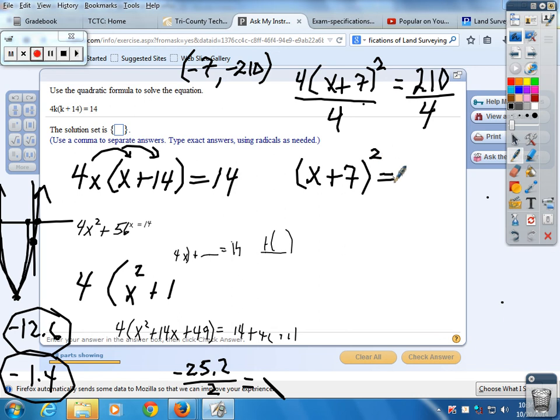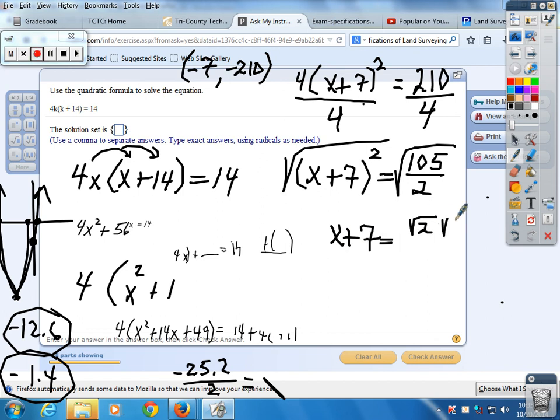Okay, 4, x plus 7, over 2. And then take the square root, and that's going to be x plus 7 is equal to the square root of 105 over 2. And that's going to be the square root of 210. And you can leave it as 210 if you want to. I don't know if 210 is divisible by a perfect square. We'll worry about that in just a minute. X is equal to the square root of 210 over 2 minus 14. So that's minus 14, all that over 2.